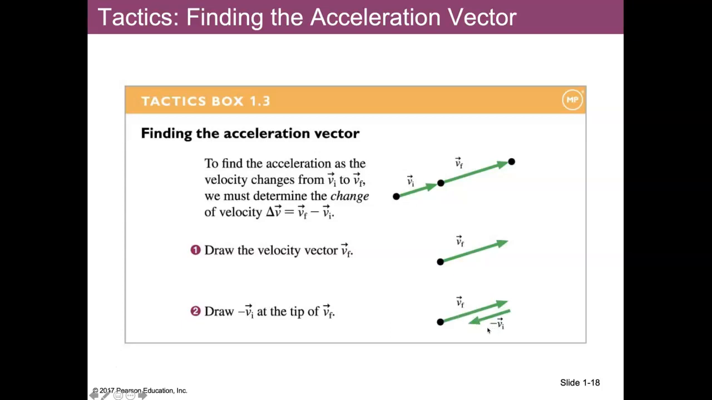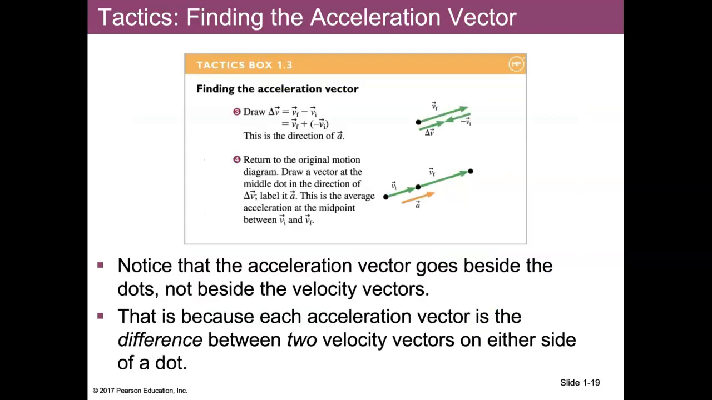So you can either say that you're adding or subtracting them. If you're adding them, you're adding the reciprocal of one. If you're subtracting them, that makes it a little bit easier to think about. So when we do that, we see that we get a change in velocity. So that change in velocity is right here. So that tells you the direction of the acceleration. So step 3 was just to go through and do our subtraction or add the negative, and that's the direction of the acceleration.